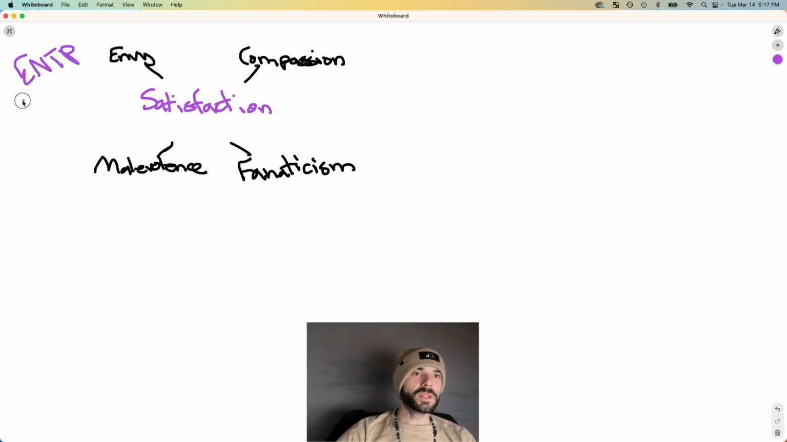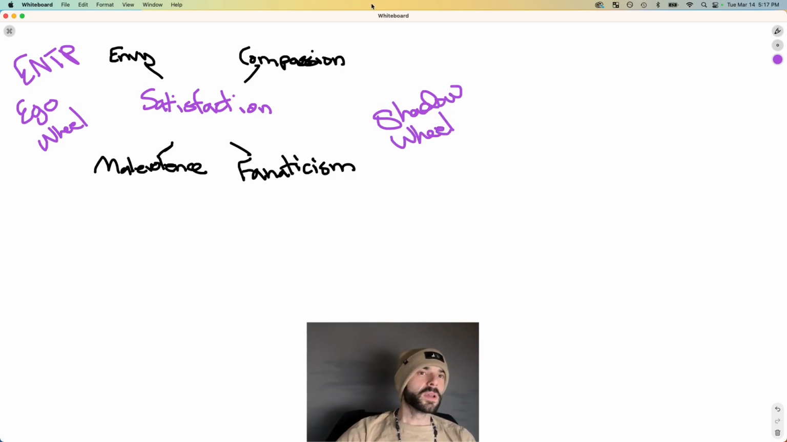This is basically my ego wheel. All right, this is my ego wheel. But then we have this thing called the shadow wheel. Now we wanted to call it the super ego wheel, but I'm calling it the shadow wheel because I can, and I don't care about the consequences of that. I just don't give a shit. So that's what I'm going to call it.